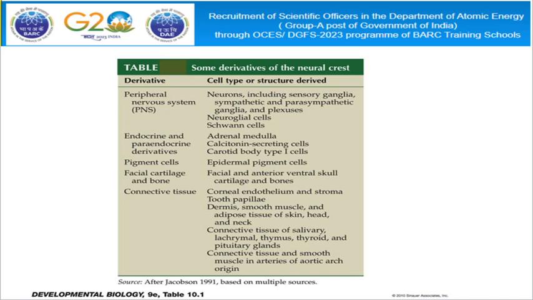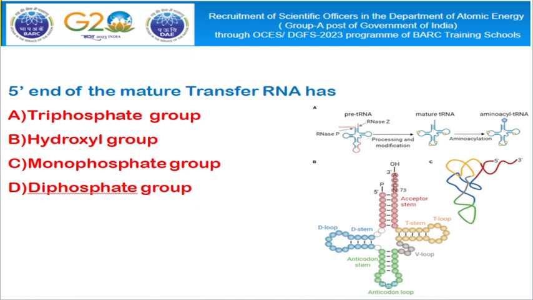Okay, so the next question is 5' end of mature transfer RNA has. So if you study about the post-translation modification of this transfer RNA, you can know 5' end of mature transfer RNA will be holding a single phosphate group. So 5' end of mature transfer RNA will be having a monophosphate group. Whereas 3' end will be having an OH group. In this 3' end, you can find a unique sequence called CCA.